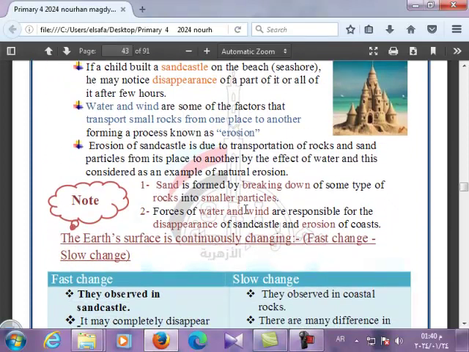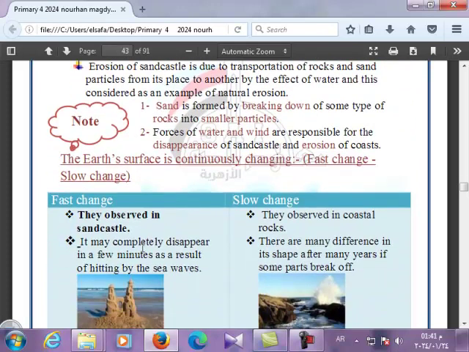Sand is formed by the breaking down of some types of rocks into smaller particles. Forces of water and wind are responsible for the disappearance of the sand castle and the erosion of coasts. The Earth's surface is continuously changing, and this change is classified into fast change and slow change.